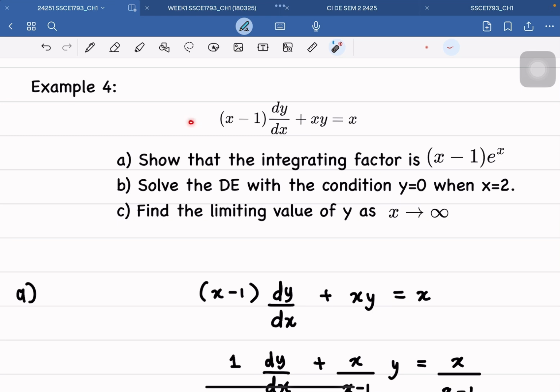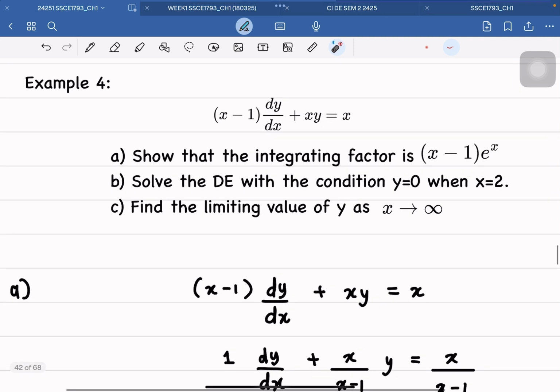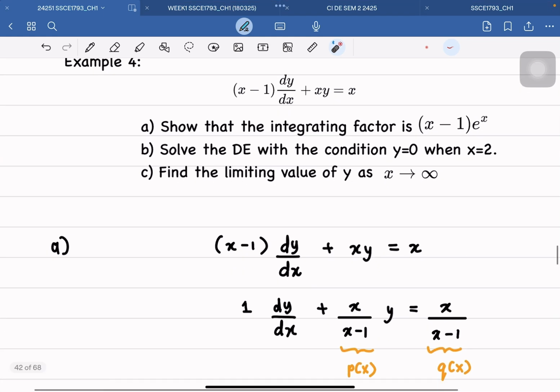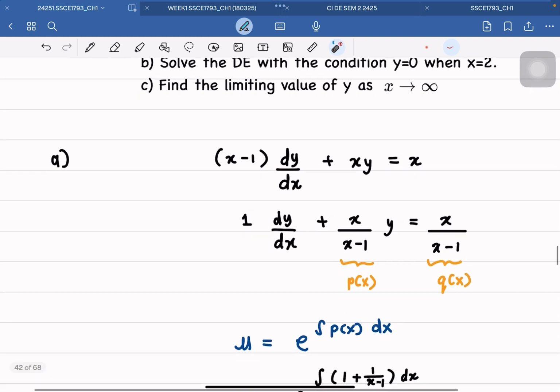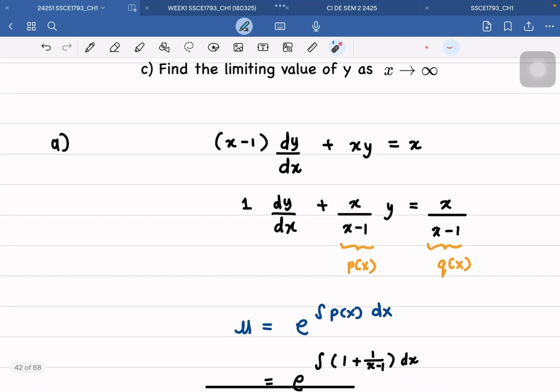Okay, given that this is the differential equation, A, show that the integrating factor is (x minus 1) e^x. So how to solve that? We are finding the mu, so you just have to solve the given DE straightforwardly. What you have to do is make sure that this becomes 1, so divide all the terms by x minus 1. So now your p(x) is equal to x over x minus 1, and your q(x) is equal to x over x minus 1 as well.